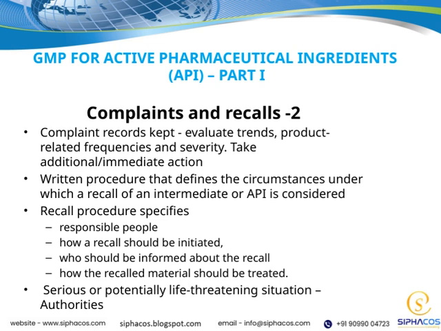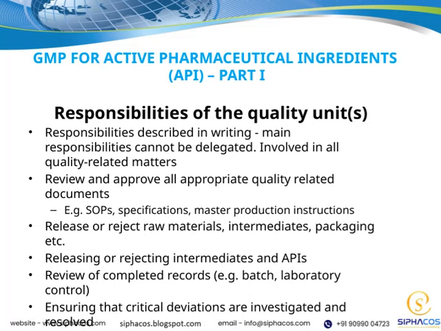Finally, this all falls under the broader GMP guidelines for active pharmaceutical ingredients, or APIs. Ensuring these procedures are in place and followed helps us maintain the highest standards of quality and safety throughout the manufacturing process. Now, let's take a closer look at the responsibilities of the quality unit, or units.